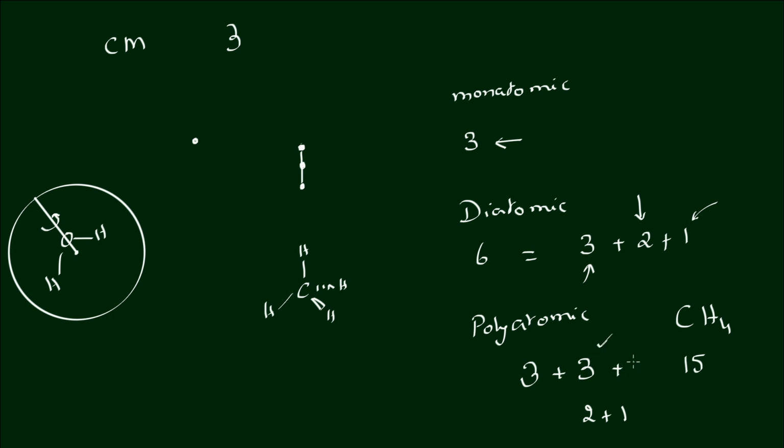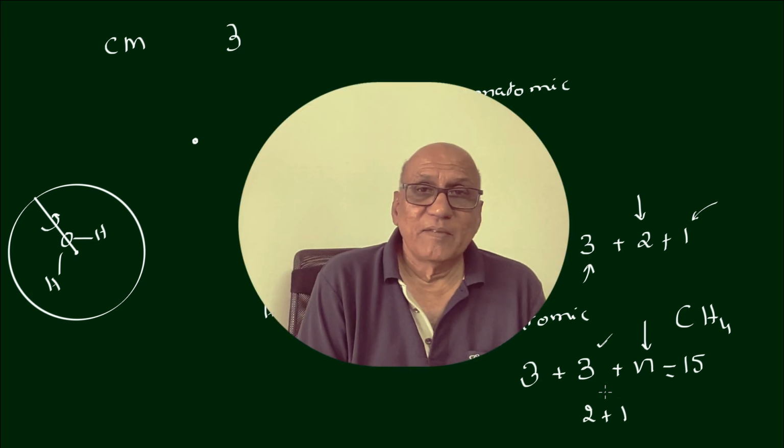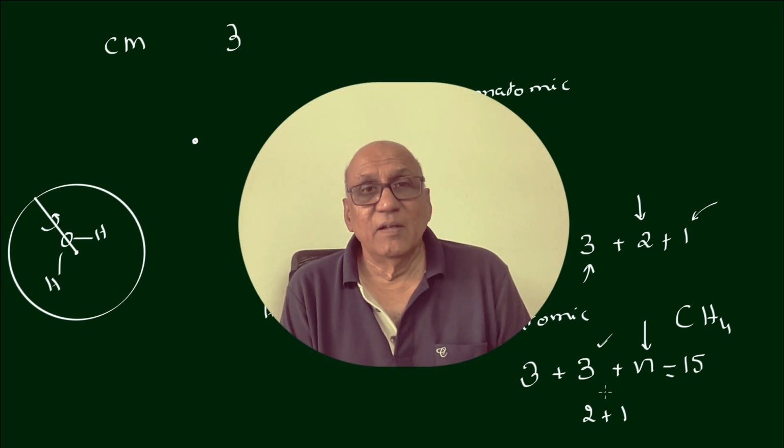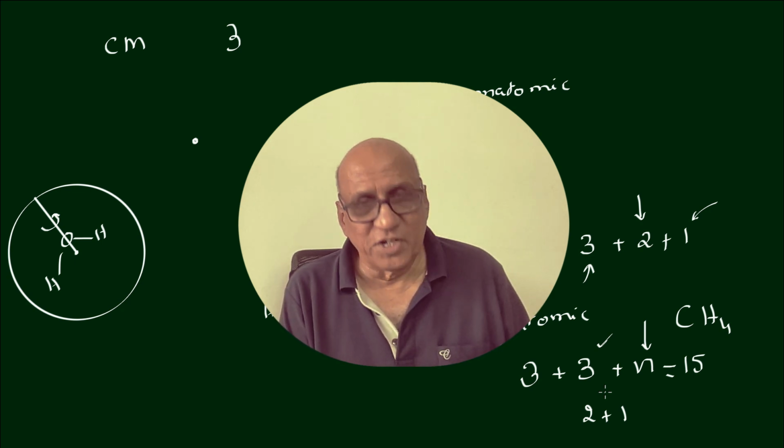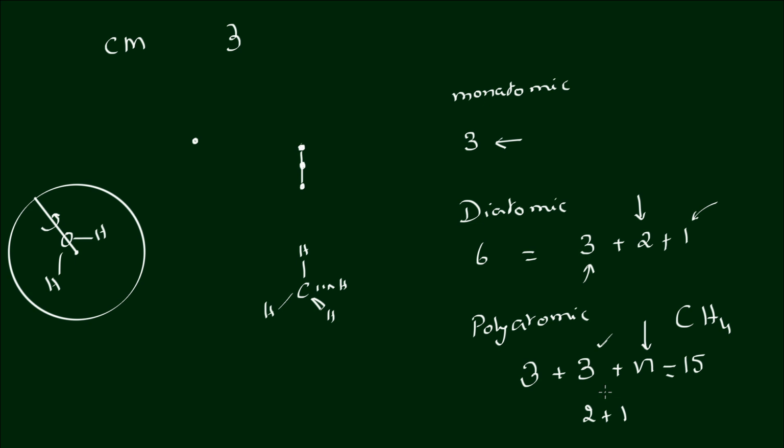And then several vibrational degrees of freedom, and the total will amount to 15. Now, how to find these vibrational degrees of freedom? You will see that we don't need to in this course. So let me summarize. As far as degrees of freedom are concerned, for a monatomic gas, each molecule, I need only 3 numbers to locate its position. For a diatomic gas, for each molecule, I need 6 numbers, 3 translation, 2 rotation, and 1 vibration. And for a polyatomic gas, again I need 3 translation, 3 rotation, and several vibrational degrees of freedom.